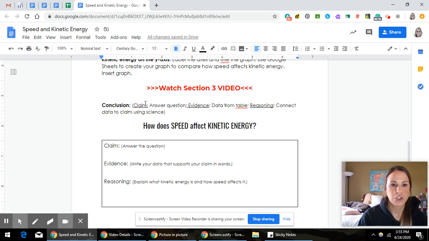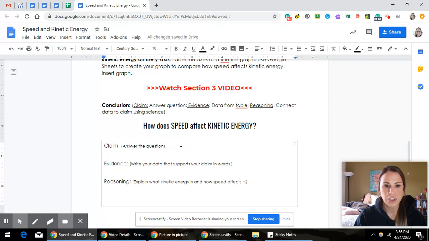So the first thing that you're going to do is your claim. You are going to answer the question, how does speed affect kinetic energy? So all you're going to do is answer that question. Well, if the speed increases, what happens to your kinetic energy, that energy of motion? If your speed decreases, what happens to your kinetic energy? That's what your claim is going to be. You're just stating, what is that relationship?